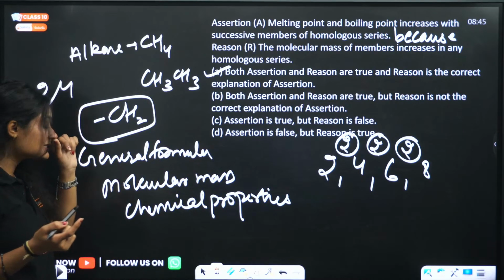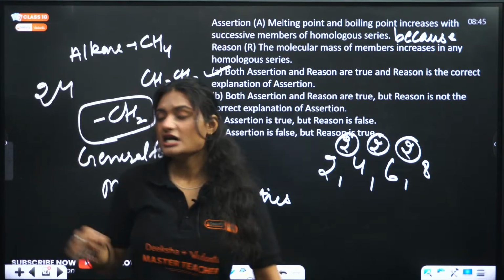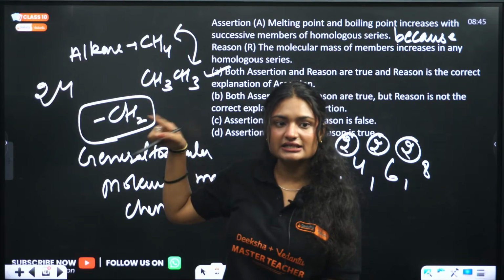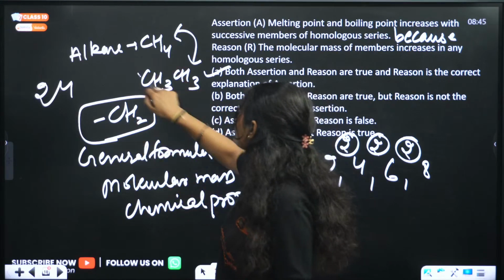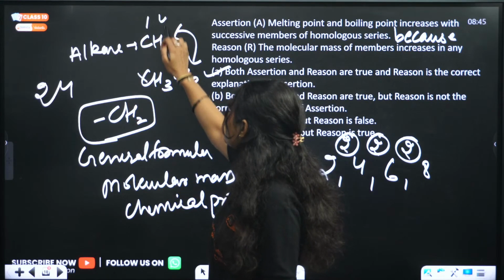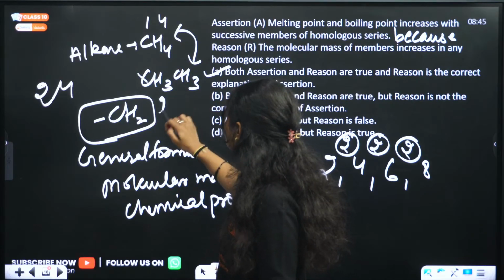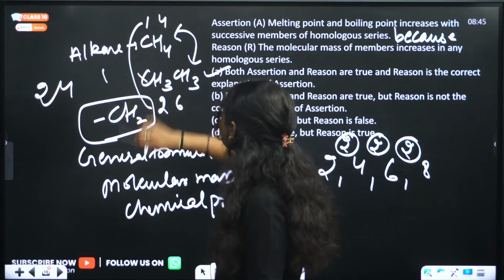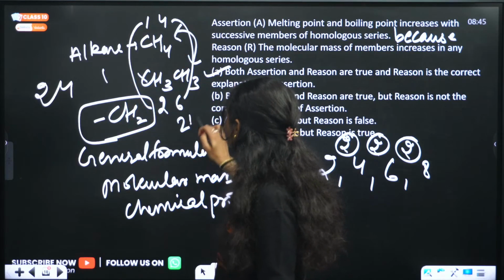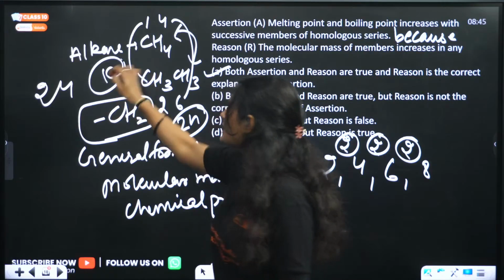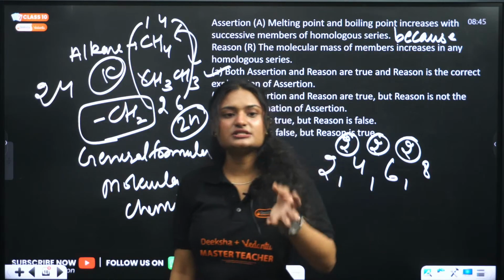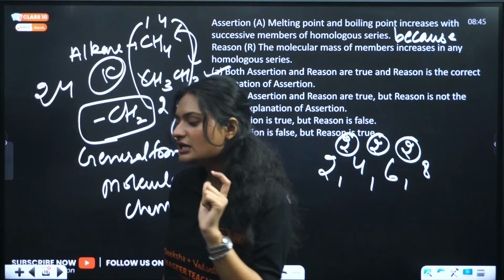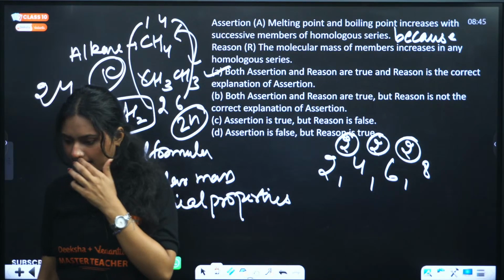See, each successive member of a homologous series, from methane to ethane, calculate it and tell me what is the difference. Methane has 1 carbon and 4 hydrogens. Ethane has 2 carbon and 6 hydrogens. What is the difference? 1 carbon and 2 hydrogens, right? That CH2 is different. It is not the molecular mass. It is the difference between the members of the homologous series.